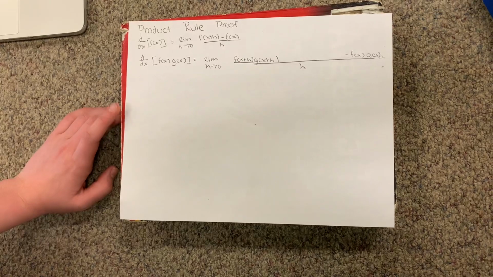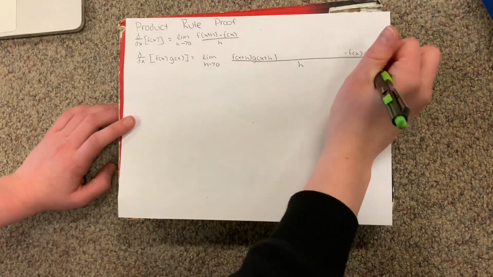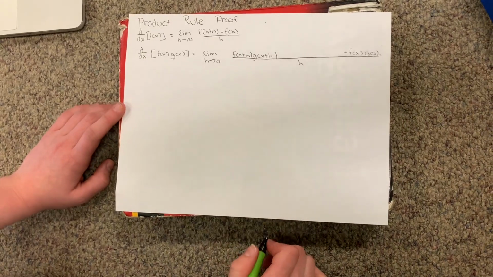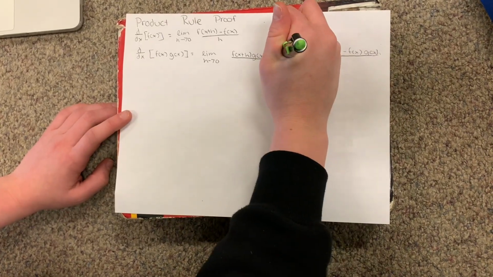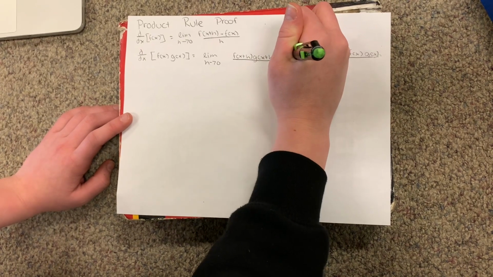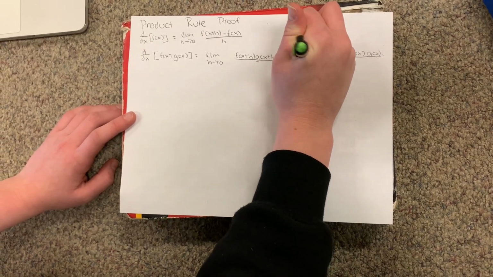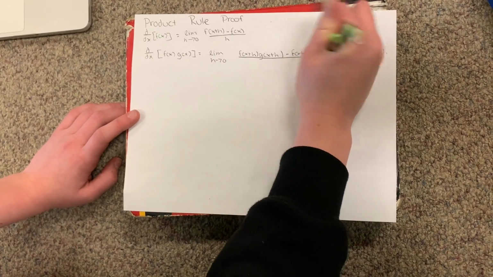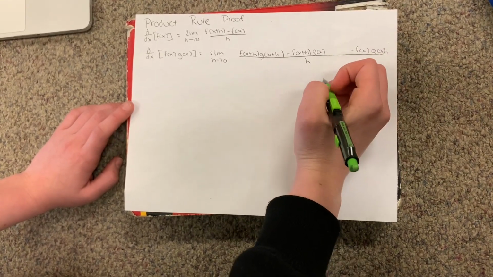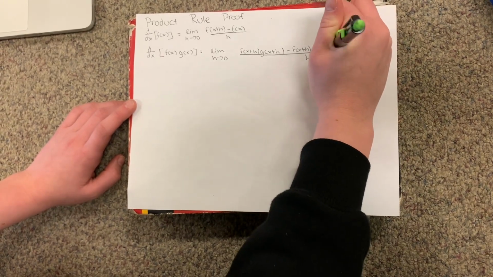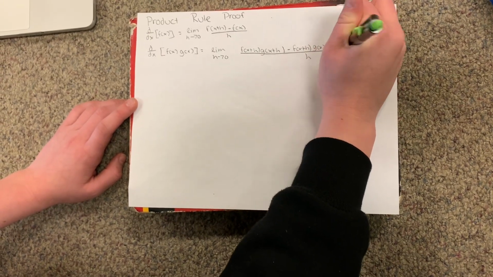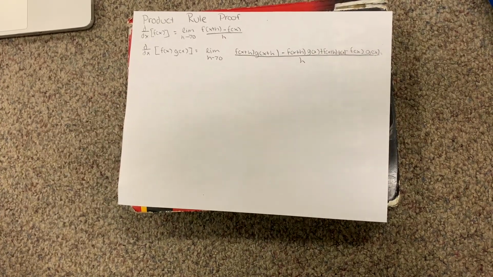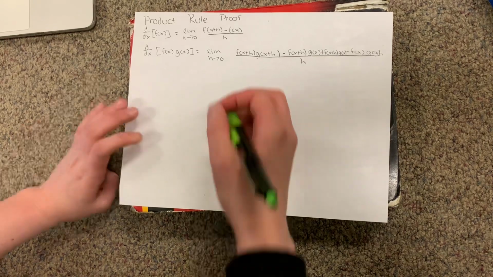And then in order to manipulate it to make the proof work, you have to plug some other stuff in. We're going to subtract f of x plus h times g of x, and then when you subtract something from an equation, you have to add it again, so we're just going to add the same thing, f of x plus h times g of x. And then we can start to manipulate it and split it up.